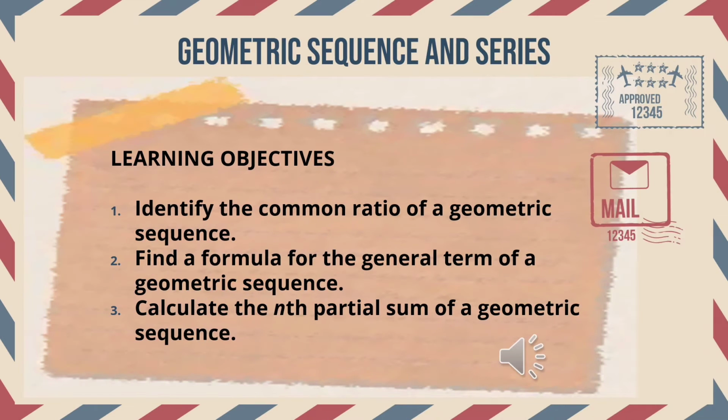Geometric sequence and series. Learning objectives. First, identify the common ratio of a geometric sequence. Second, find a formula for the general term of a geometric sequence. Third, calculate the nth partial sum of a geometric sequence.